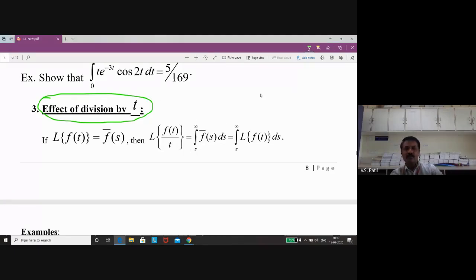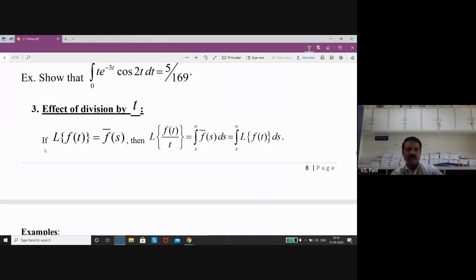So multiplication means differentiation, division means integration. You may ask one question here: sir, we have taken t raised to n, why have we taken only t here? Because if you take t raised to n, it is an nth order integral, and it becomes very difficult. So we have taken only one t. At the most we can take a square there, not more than that.